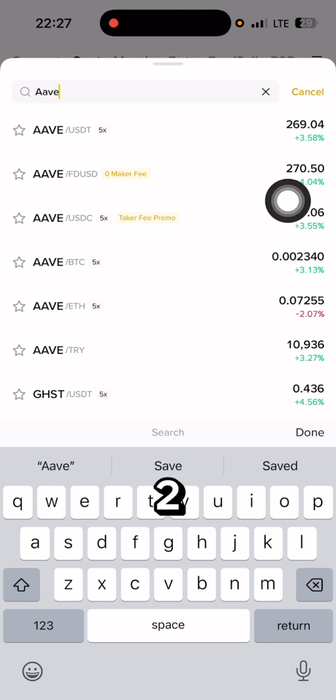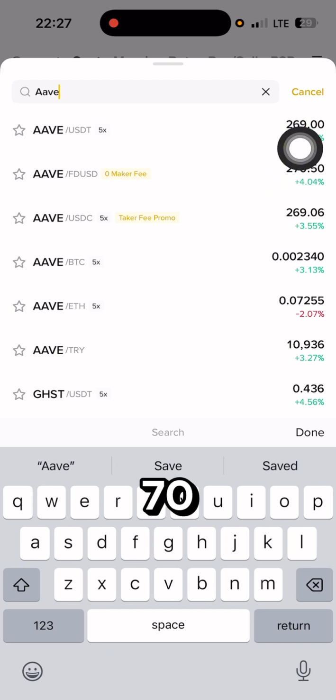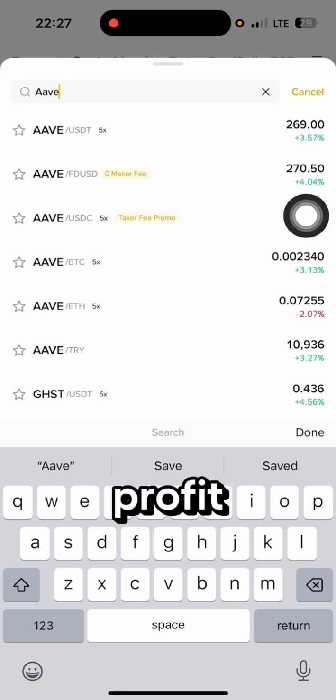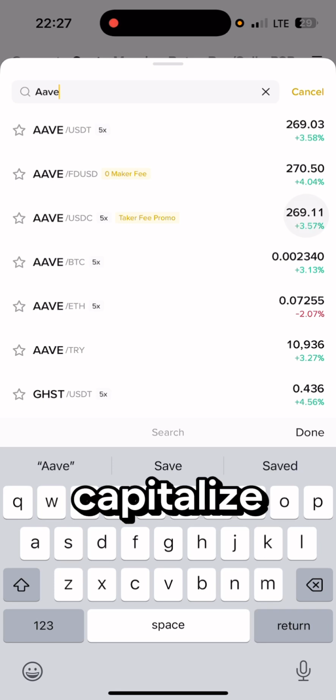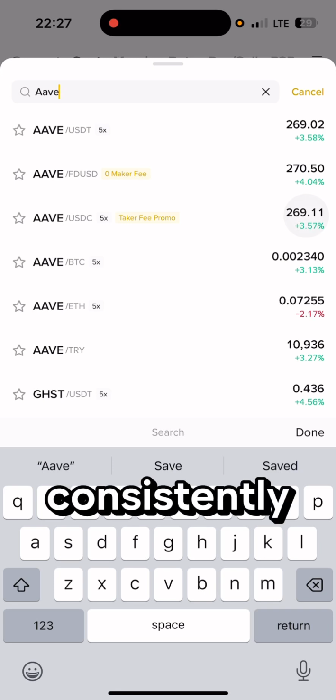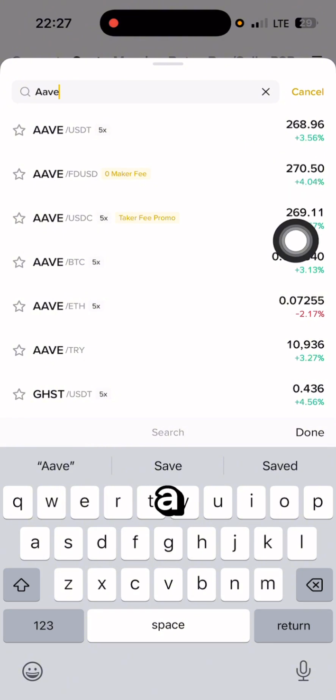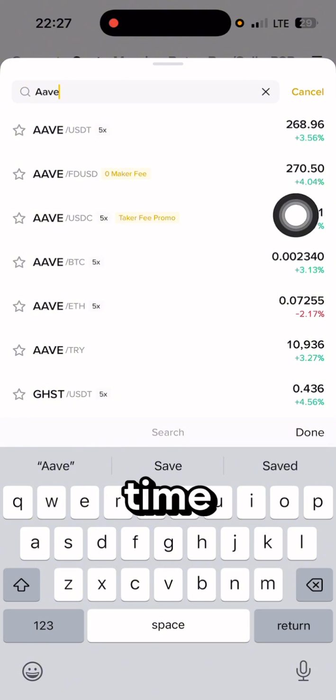Imagine buying at 269 and you sell at 270 and retain that little profit, and this can be done up to 20 to 30 times, if the opportunity is still there. That's how we capitalize and make our money consistently in a cycle form over time.